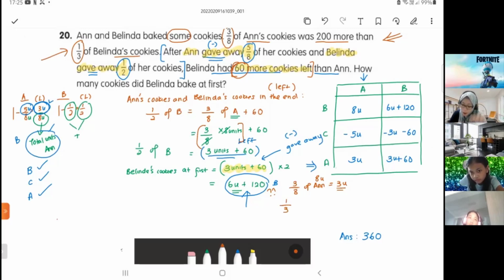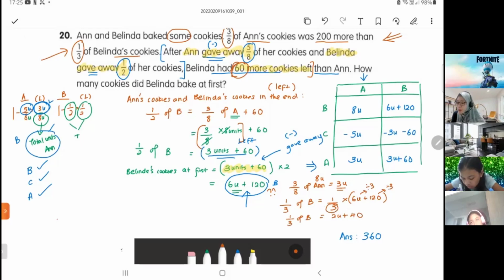I'm going to find 1/3 of Belinda now. 1/3 of Belinda will be, so if I know Belinda is 6 unit plus 120, 1/3 of Belinda will be 1/3 times 6 unit plus 120. Which means 6 divided by 3 is 2 unit. 120 divided by 3 is 40. You understand how I do this? It's actually this part here divided by 3, divided by 3 because of the fraction over here. Okay, so 1/3 of Belinda is 2 unit plus 40.